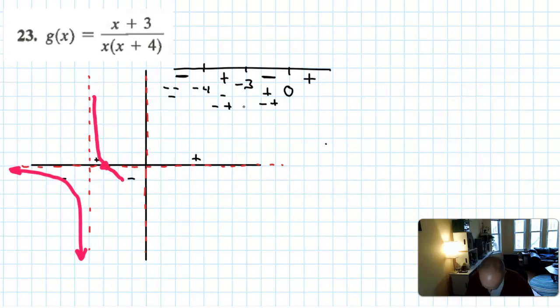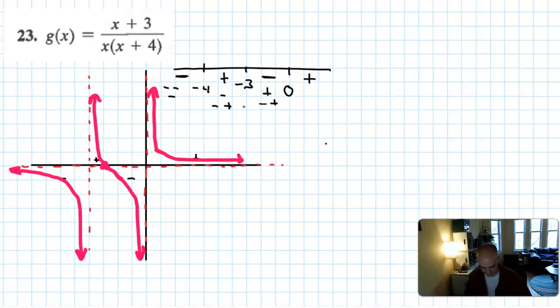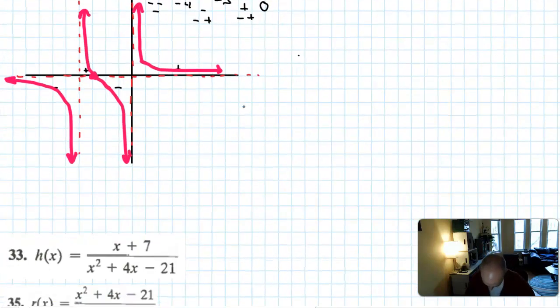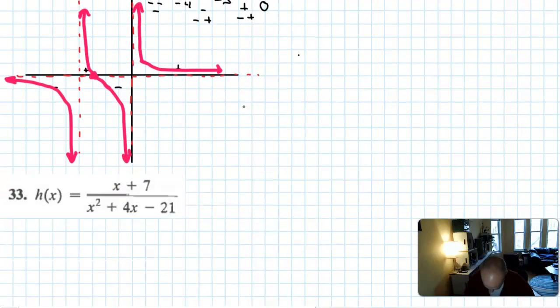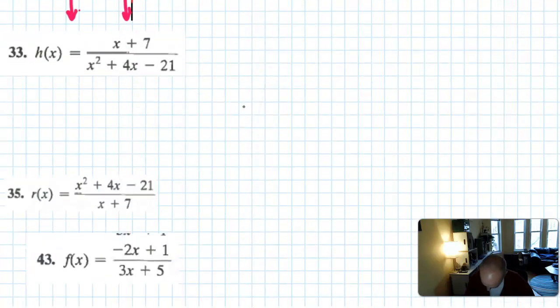Oh, we have no y-intercept because the vertical asymptote is at x equals 0. So our graph should look something like that. Let's move on to the next one. Just going to leave tight spacing in between these problems so it prints out later.